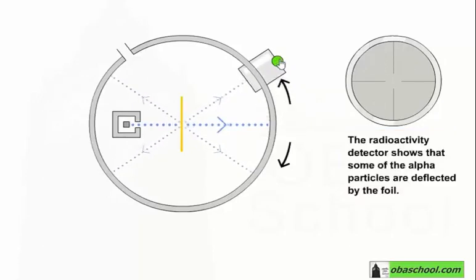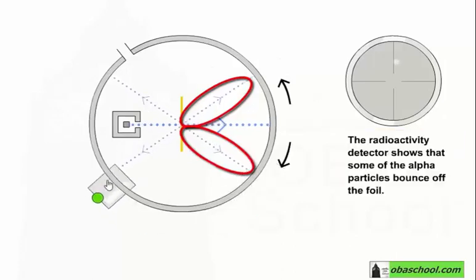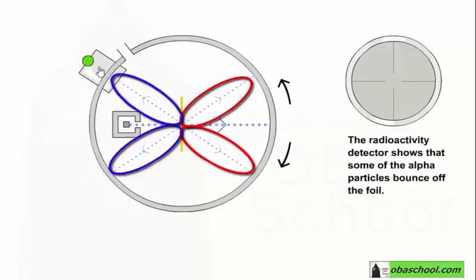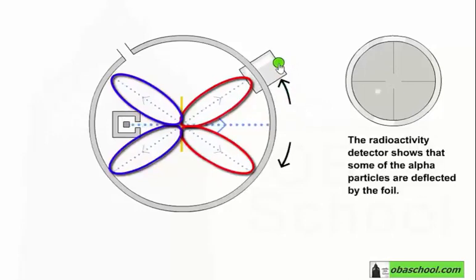However, when they moved the detector, they found that some of the alpha particles were deflected by the foil. Moreover, some of these particles bounced off the foil. So some particles passed through the gold foil, others were deflected, and others were bounced off. What does this mean?